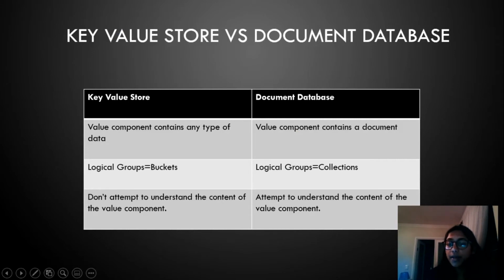Even though a document database is a subclass of key value stores, there are several differences. Here's a comparison between the two NoSQL databases. In a key value store, the value component contains any type of data, whereas in a document database the value component contains a document. The logical groups of a key value store are known as buckets, and the logical groups of a document database are known as collections. Key value stores don't attempt to understand the content of the value component, whereas document databases attempt to understand the content of the value component.